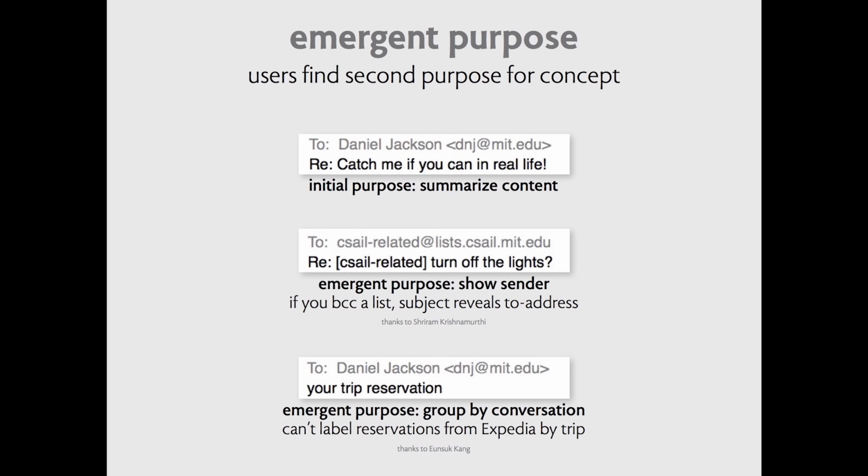Here's another example of an emergent purpose, grouping by conversation, right? Because we don't have a concept of conversation in email clients, every email client out there is desperately trying to find a way to hack onto existing concepts the notion of a conversation. And of course, it doesn't work.